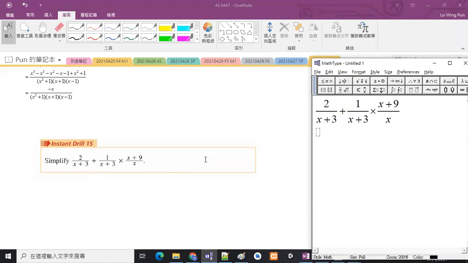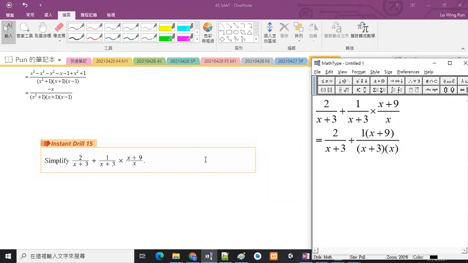plus 9 over x，記住係先乘除後加減。Okay, so it's 2 over x plus 3 plus. Don't change the 2 over x plus 3 because it is of lower priority. Okay, multiplication is of higher priority. So 嗱呢度咧分數乘分數，佢哋係咪冇 common factor？Okay, if there is no common factor which can be cancelled, then we just multiply their top parts together and multiply their bottom parts together. It's 1 times x plus 9, top times top, and then x plus 3 times x, bottom times bottom.